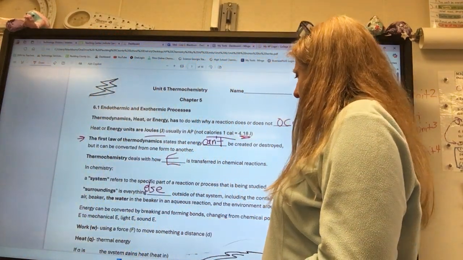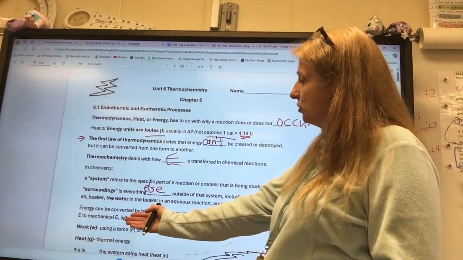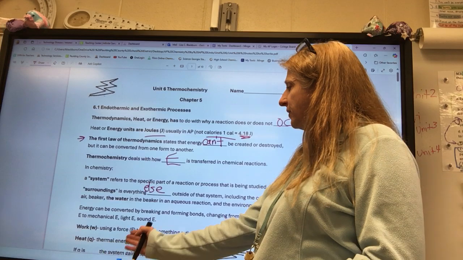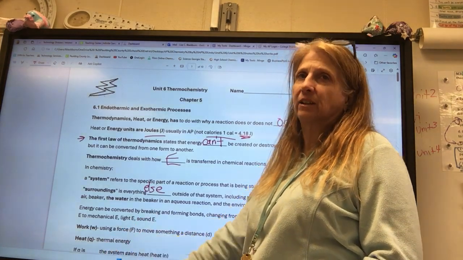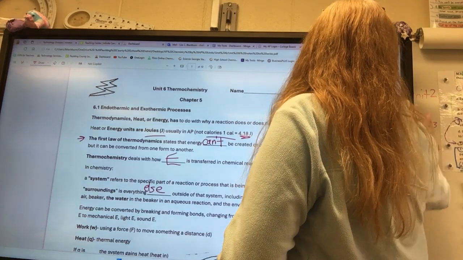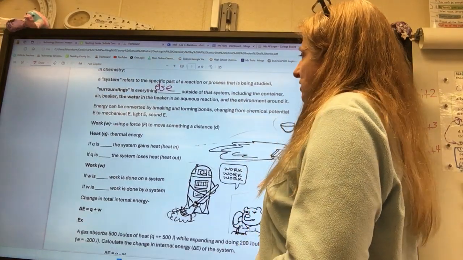Energy can be converted by breaking and forming bonds, changing from chemical potential energy to mechanical energy, and we've seen it in lab. We've burned things and converted to light energy. We've heard crackling and had sound energy. So we have seen some of these energy changes.